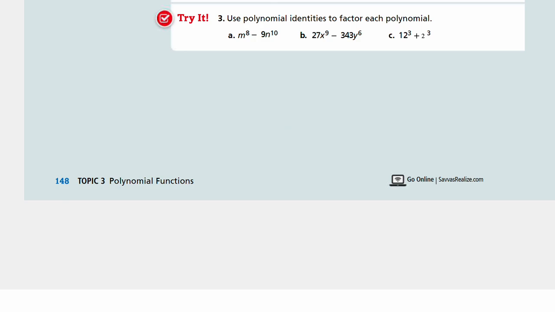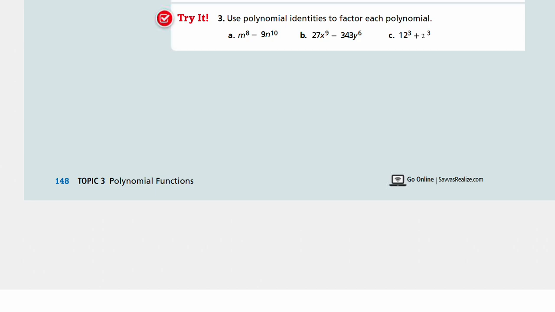Okay, are you ready? So let's look at part A. What do you see? Well, there is a subtraction. So the subtraction that we see could be related to the difference of squares or difference of cubes. Could we write them as difference of squares or difference of cubes? Yeah, so how would we write them? What could be A and what could be B?